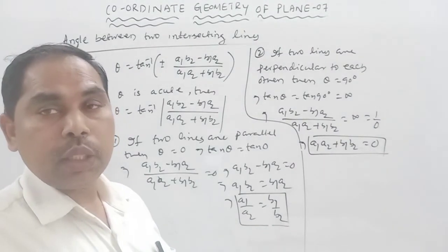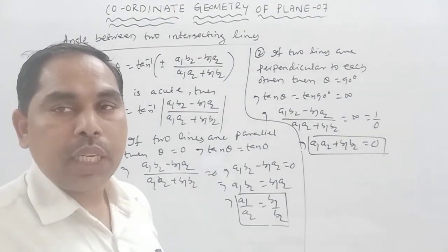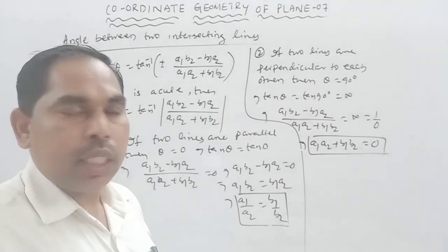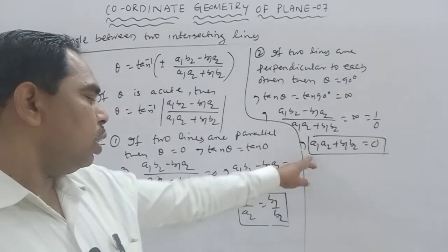That means the product of the coefficients of x plus the product of the coefficients of y is equal to 0. Okay, so remember these two things.